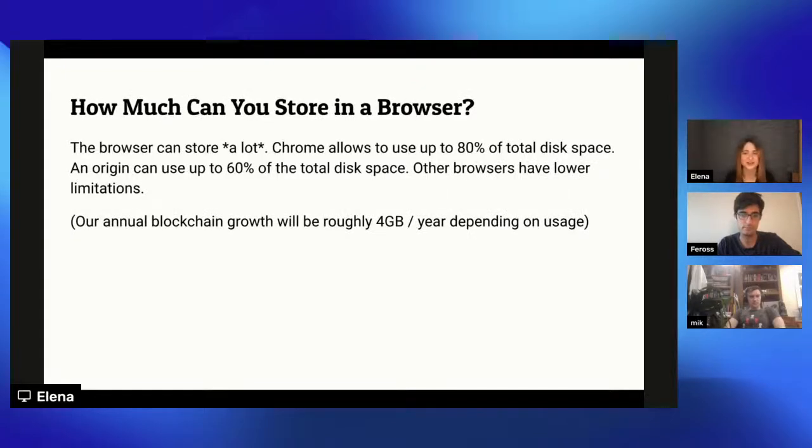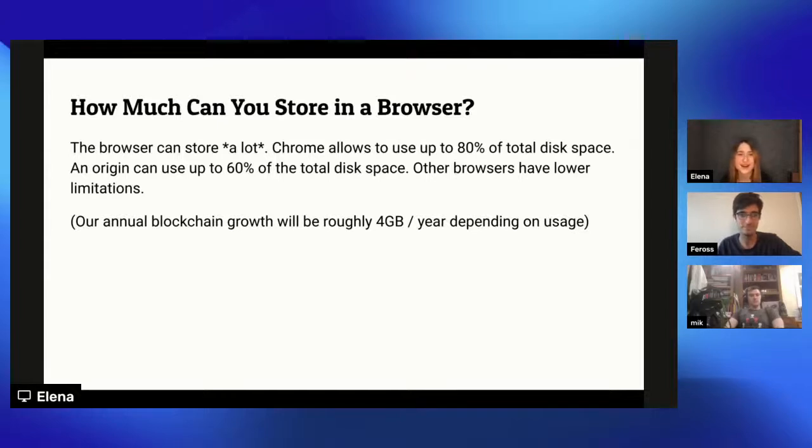So then the other question is, can the browser actually store a lot? And the answer is yes, it can. Chrome in particular allows the browser to use up to 80% of total disk space, and allows an origin to use up to 60% of total disk space, which is pretty incredible. So if I have a disk space of 500 gigabytes, I can use 300 gigabytes for the Ironfish node, for instance, if I did that math correctly.